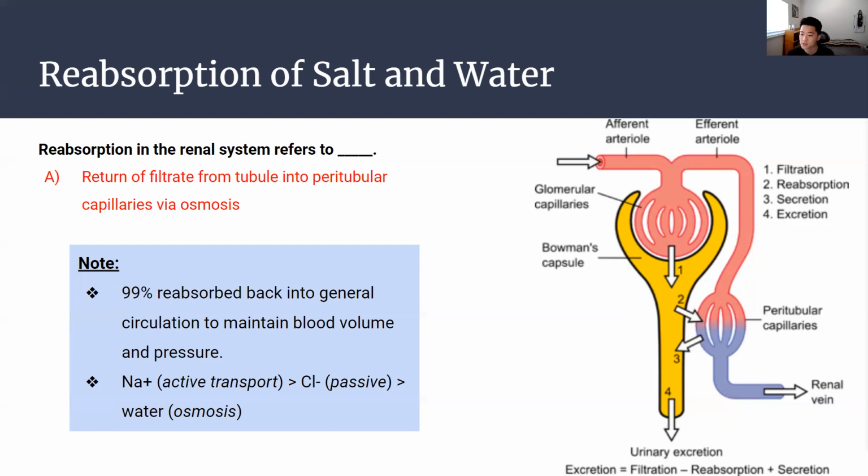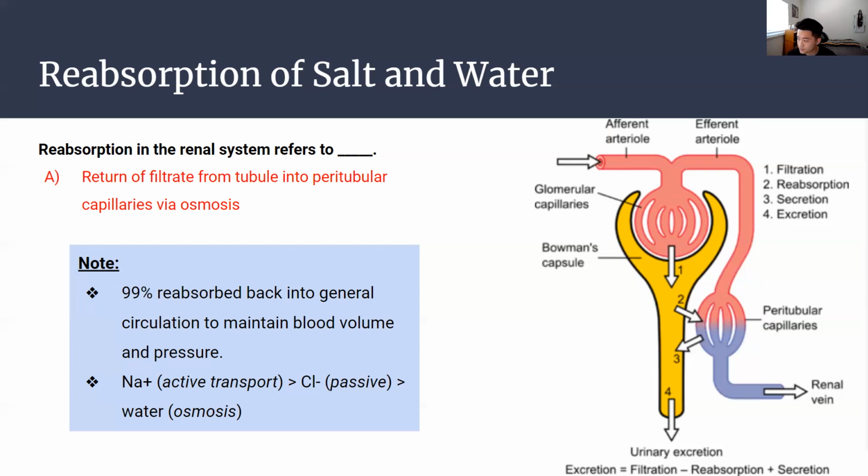So first, sodium is actively being transported. There are active transporters that pump sodium out of the tubule, right? So sodium is actively being pumped out of the tubule and into the peritubular capillaries, okay? Now, when sodium is actively being transported, chloride follows that movement passively because chloride is attracted to sodium, right? Because of electrical attraction. So when sodium is actively being pumped, chloride follows that passively.